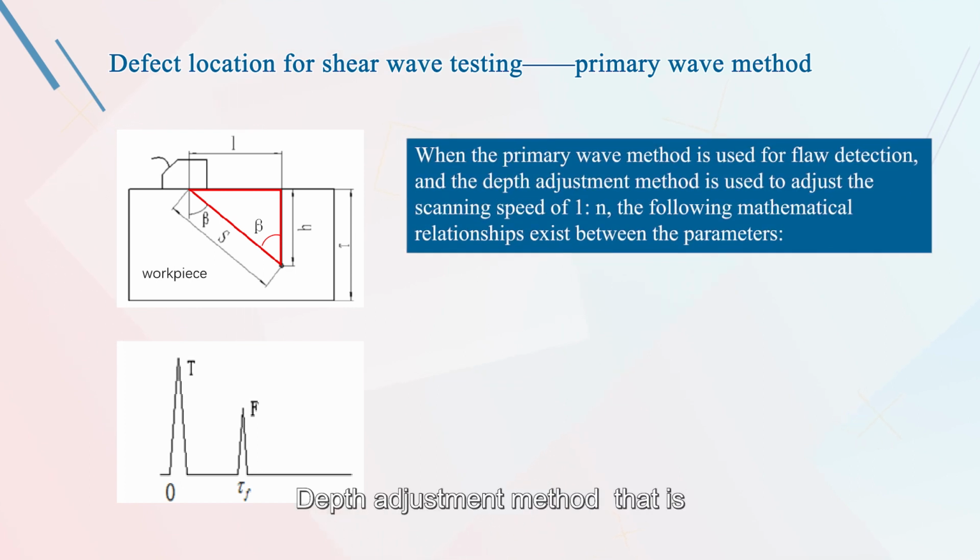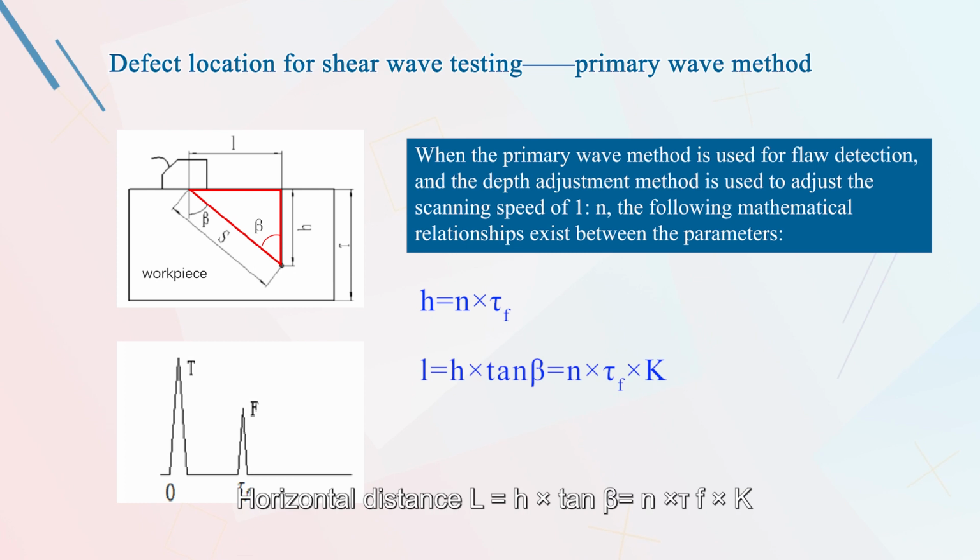Depth adjustment method, that is, the horizontal scale value of the instrument and the defect depth h are in a 1 to n proportional relationship. At this time, as we can see here, the formula, the horizontal distance formula here. And you know, the above are 3 cases of defect location using the primary wave method.